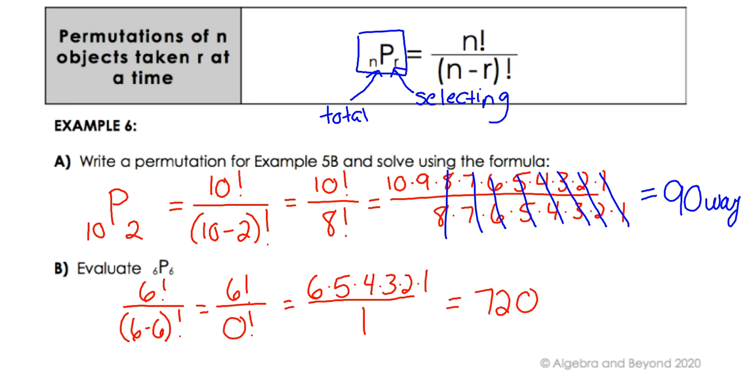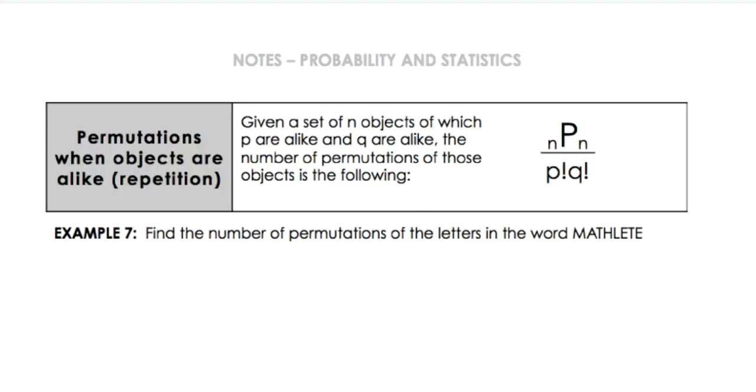All right, so then our last thing here, what happens when objects are alike, where some of our choices are the same? So if I'm picking something and some of the options are the same, it doesn't matter which of the same things I pick, so it changes it a little bit. So if we're given a set of n objects, so still the same number of total, in which P are alike and Q are alike, so maybe we have 3 of one type of thing and 4 of another type of thing, that would be P and Q, then the number of permutations of those objects uses this formula here. So we do the permutations and then we divide out kind of the repeats, if you will.